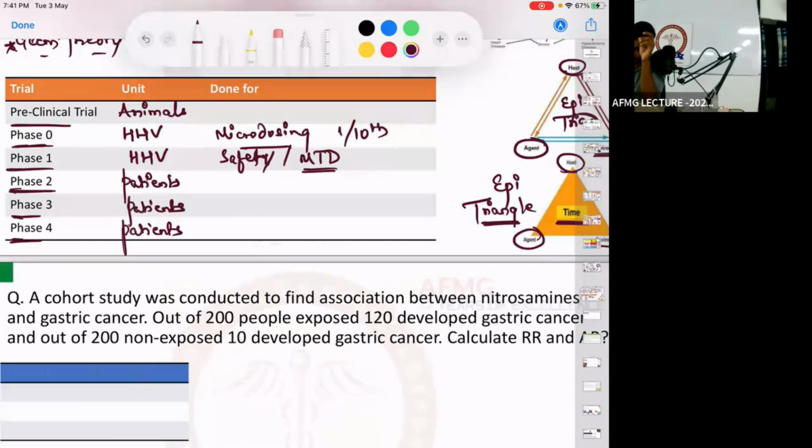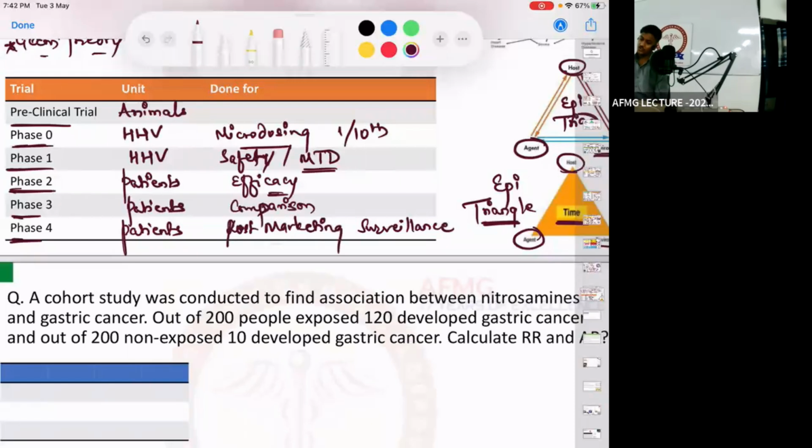No issues with this. Now phase 2 is done for efficacy, safety is done. How effective is the new drug. Phase 3 is done for comparison with the old drug or the existing drug. And phase 4 is done for post-marketing surveillance. Surveillance means monitoring of the drug, for any long-term or rare side effects. Okay? No issues with this.